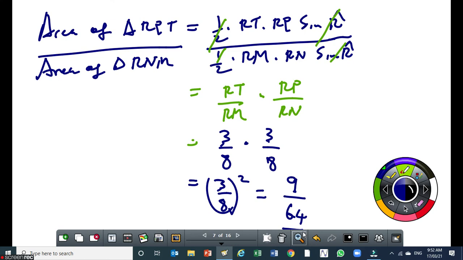But the reason why I wrote this is because I want to tell you something very important with regard to two triangles that are similar. The ratio of the areas of two triangles that are similar is equal to the ratio of any one of the corresponding sides of those triangles squared. So if you square the ratio of any pair of corresponding sides, you get the ratio of the areas.